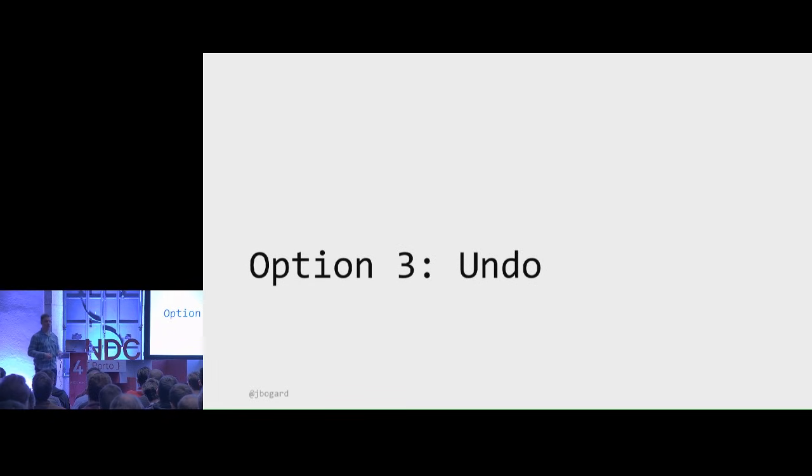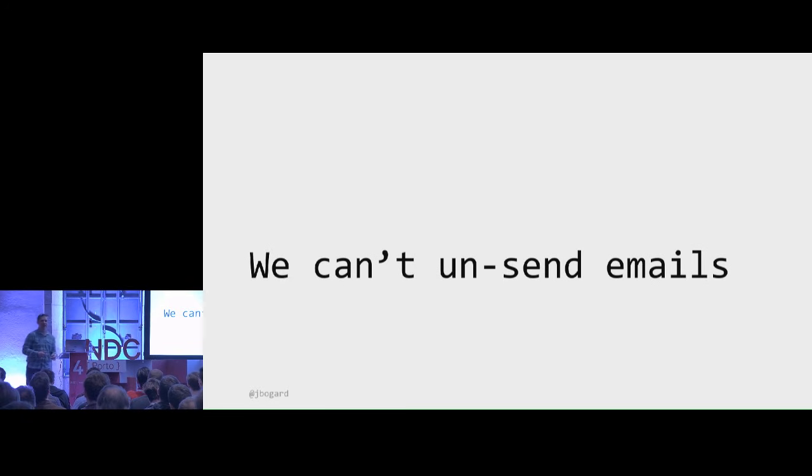Option 3, undo. As much as I would like to be able to undo emails, we can't unsend emails, right? There's no click-the-button. I guess Gmail has this now, doesn't it? You can unsend an email, and how does it do that? Well, it just doesn't send the email right away. It waits 10 seconds, so you have about 10 seconds to change your mind. And if you change your mind, it doesn't unsend it. It just won't send it at all. But we can't retract emails, as much as I want to.